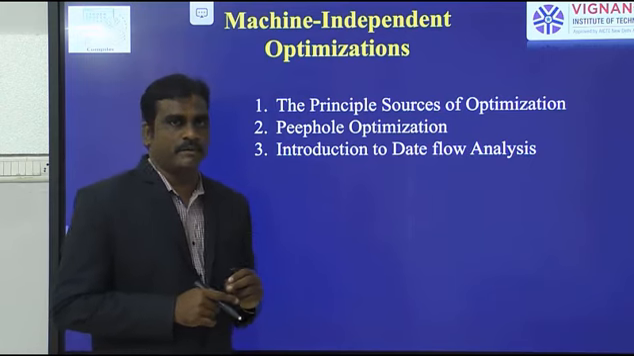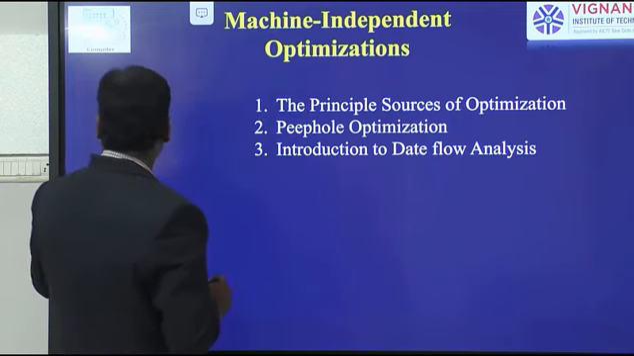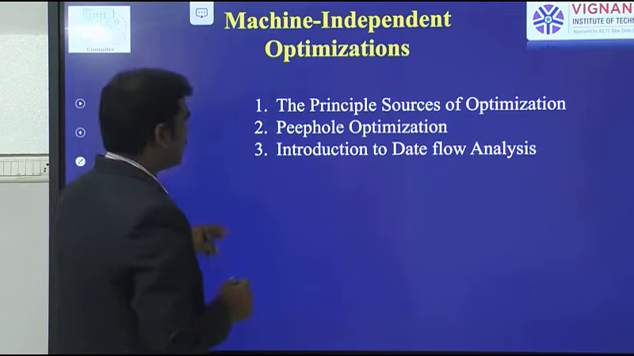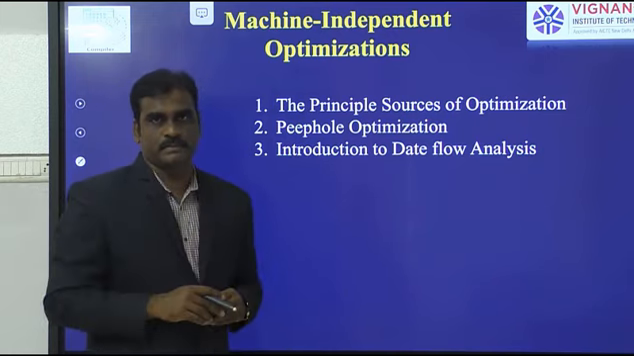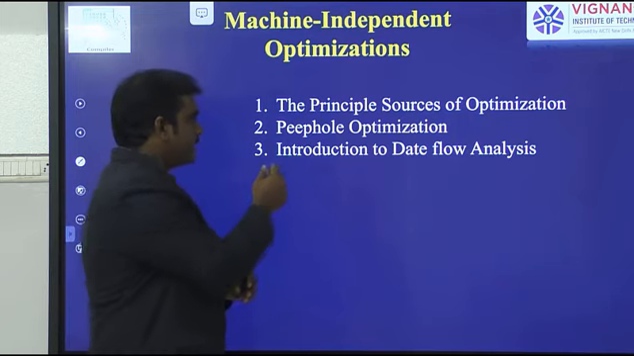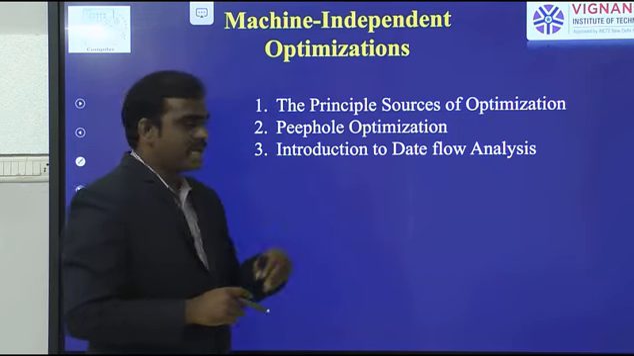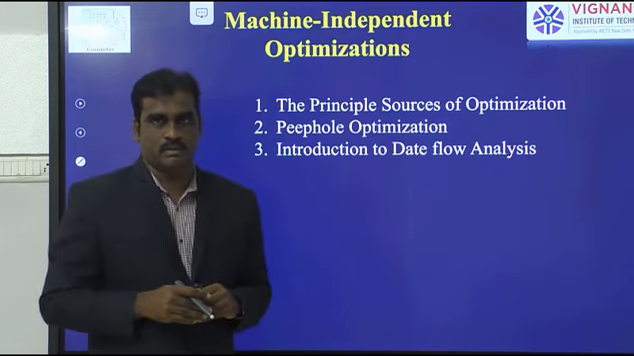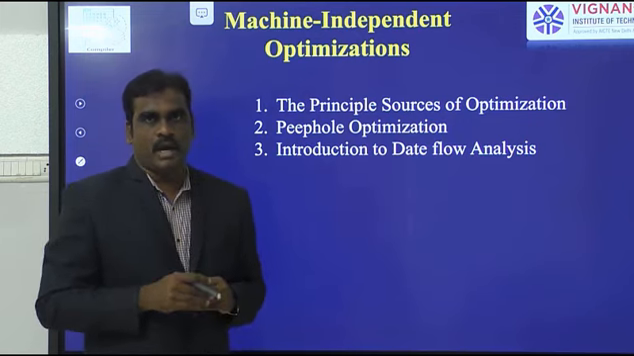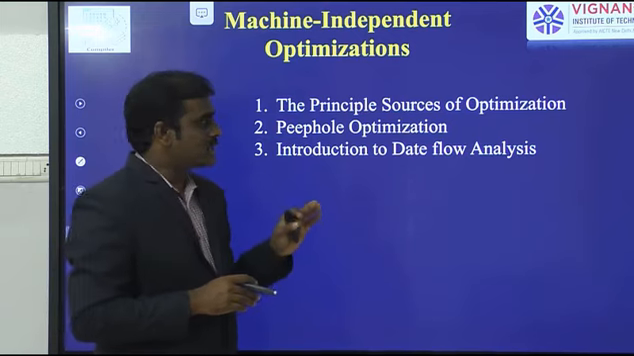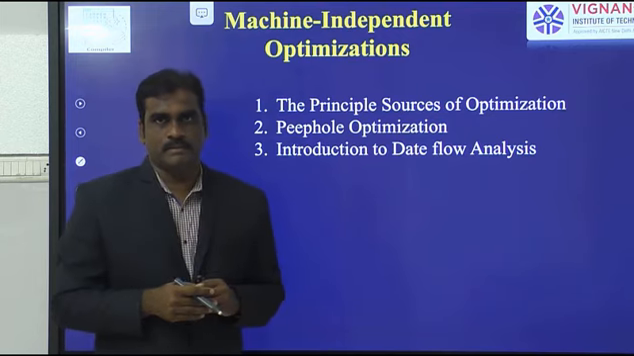From an examination point of view, they may ask the first question: Explain about the principal sources of optimization. That is a direct 14 mark question. Peephole optimization and introduction to data flow analysis are each 7 mark questions. In compiler design we have a total of 6 units, and out of those, the last unit is very easy when compared to the remaining units.